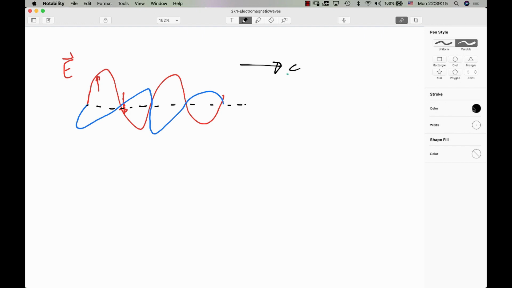Quick reminder on how waves work. The distance between two crests is still the wavelength, and the time it takes for an electric field vector to completely oscillate from up to down and back to up again is still the period, and the frequency is still 1 over the period.